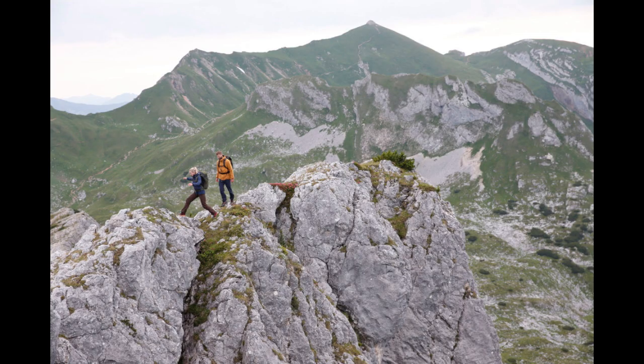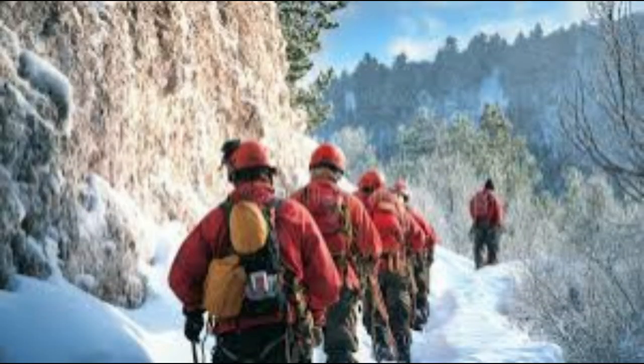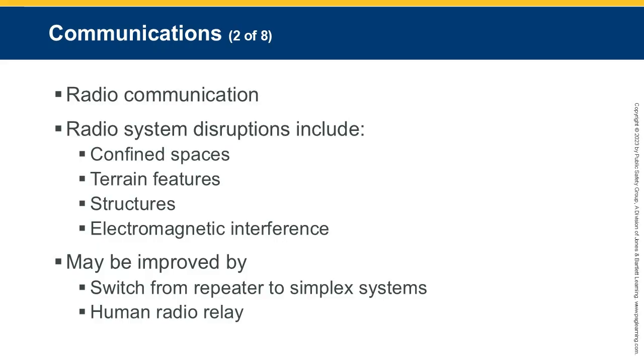Switch from repeater to simplex systems when terrain blocks signals. Deploy a human radio relay at a vantage point to bridge gaps. Keep track of channels to avoid confusion. Label them or carry a frequency sheet. Remember, radios are tools, but you need to work with the land. Think about hills, trees, and even weather when planning your comms. Sometimes a short walk to higher ground is all it takes to get the message through.